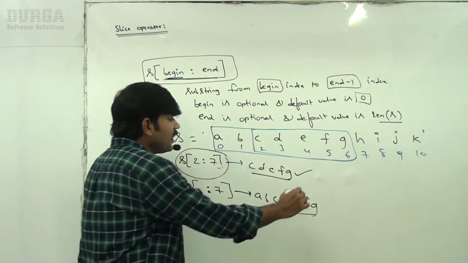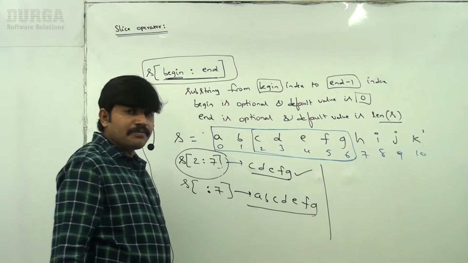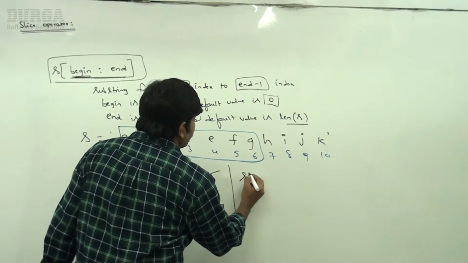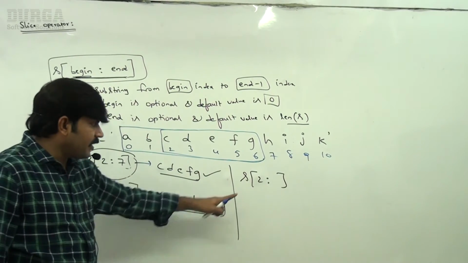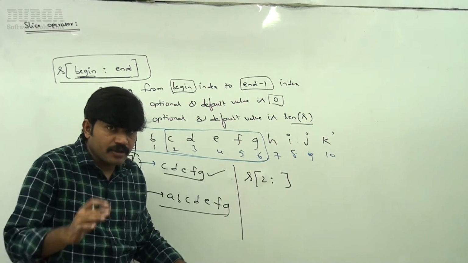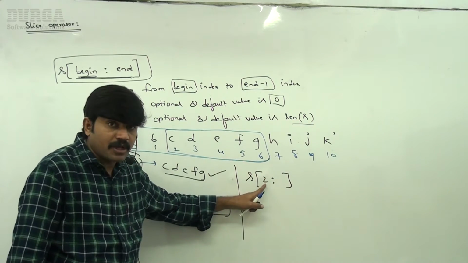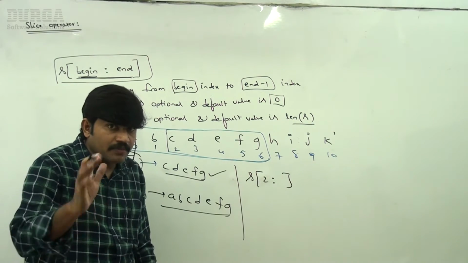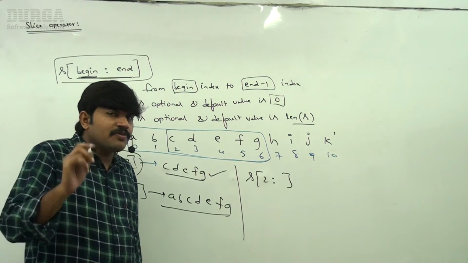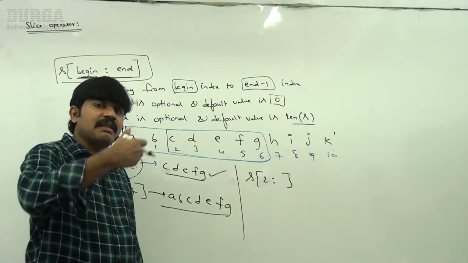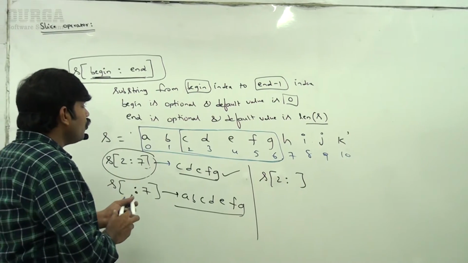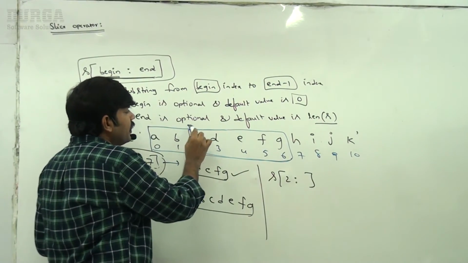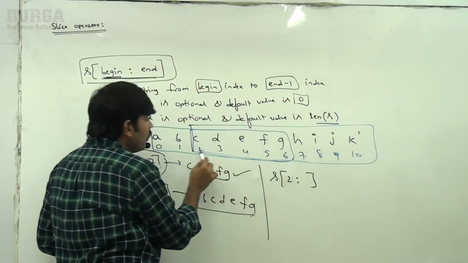Okay. Similarly, I'm taking s of 2 colon. Sir, the begin attribute I'm taking, but the end attribute I'm not taking. If you are not specifying the end attribute, the default is the length of the string, total characters, right? So begin is 2. So 2 to the end of the string.